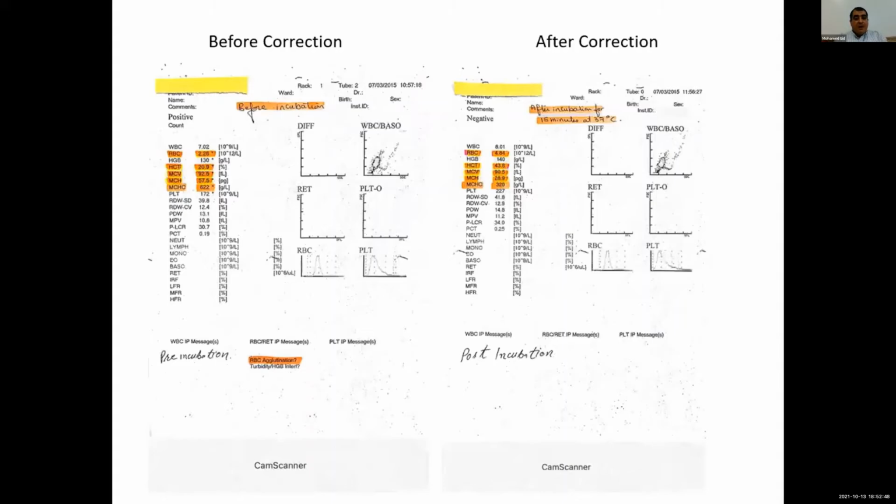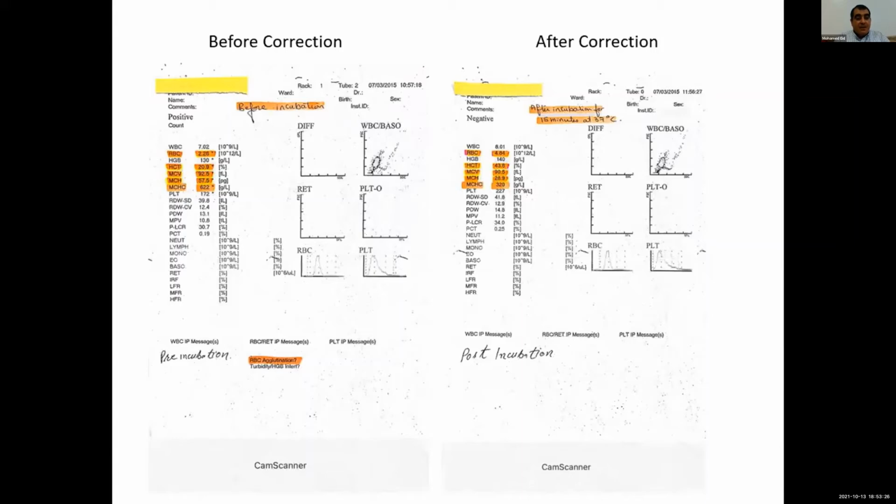Here we have one of our patient presented to our hospital with autoimmune hemolytic anemia with cold agglutinin. On the left side, we show the results before correction, before incubation, as we will see why RBCs are low, and there is discrepancy between the count of the RBCs and the hemoglobin. Also, hematocrit values are low.